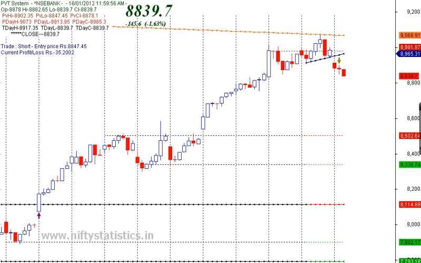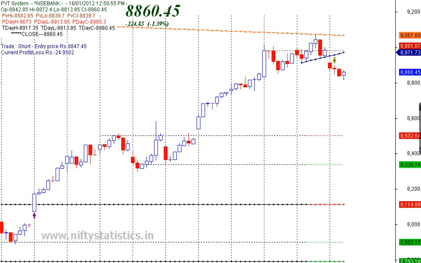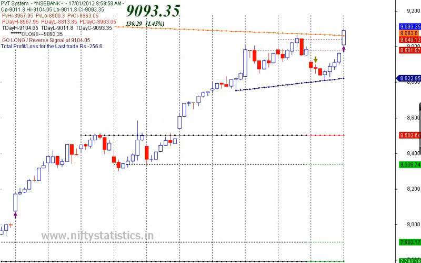We will not see whether another person is short or long, but we will play as per the signal only. We will not follow anybody else. Okay, see here again we are getting a buy signal warning at 9104.05. We are getting a 256 point loss.